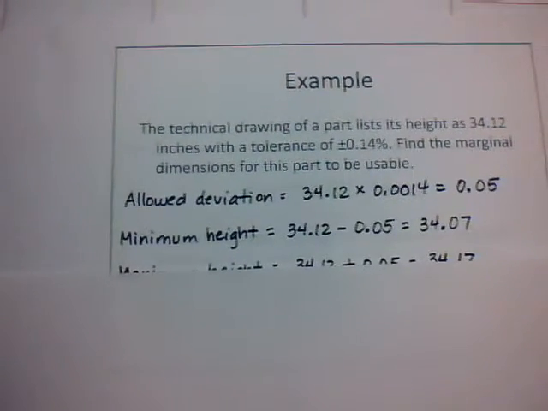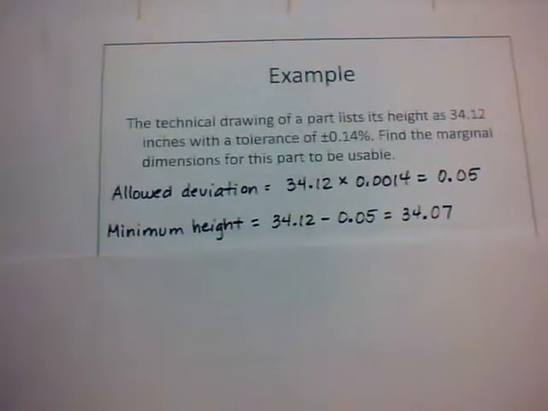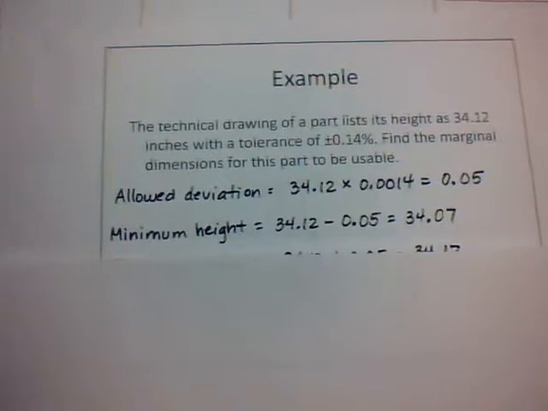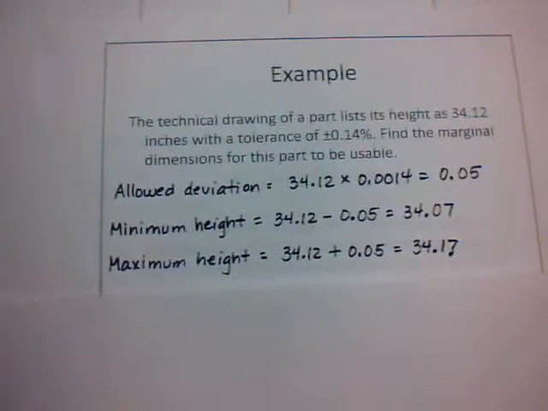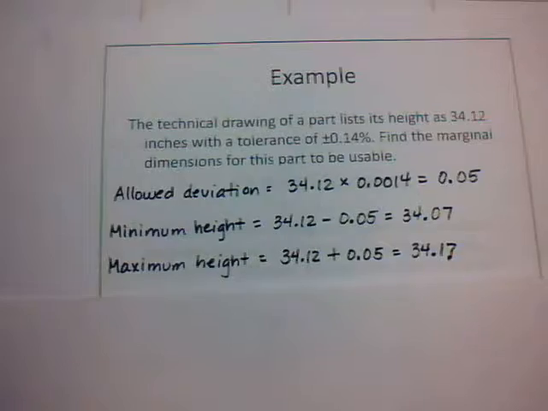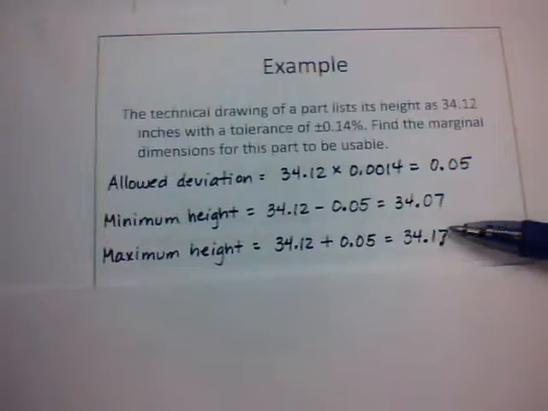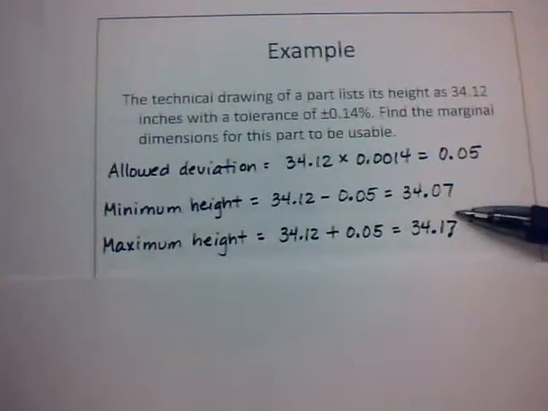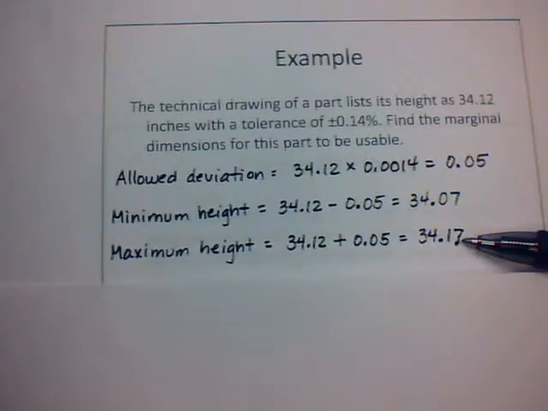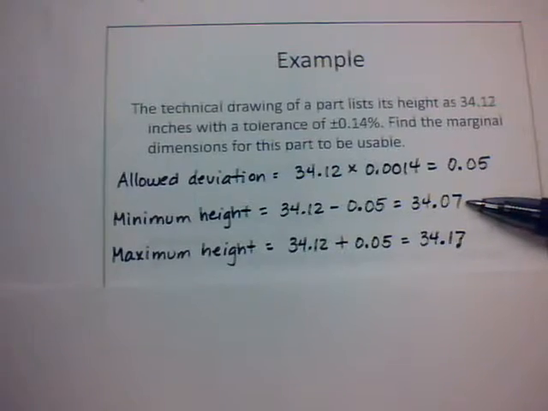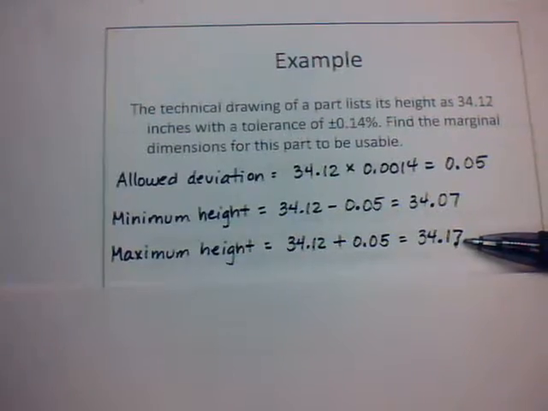So when we find the minimum height, we're going to subtract that deviation, which is 0.05, from the 34.12 to get 34.07. And the maximum will be 34.12 added to the deviation of 0.05 to get 34.17. So here, these two numbers represent the lowest and the highest dimensions for that part to be usable. It can't be less than 34.07 inches, and it can't be more than 34.17 inches.